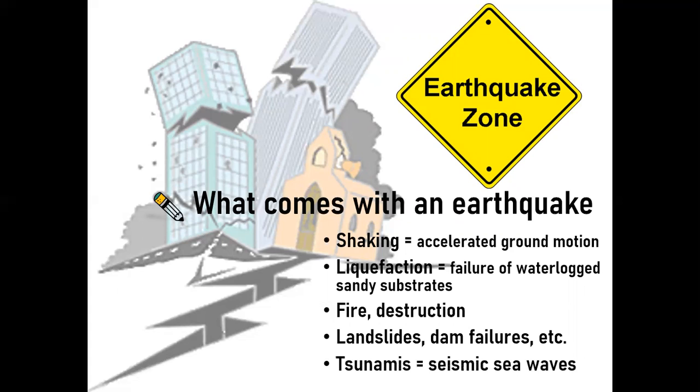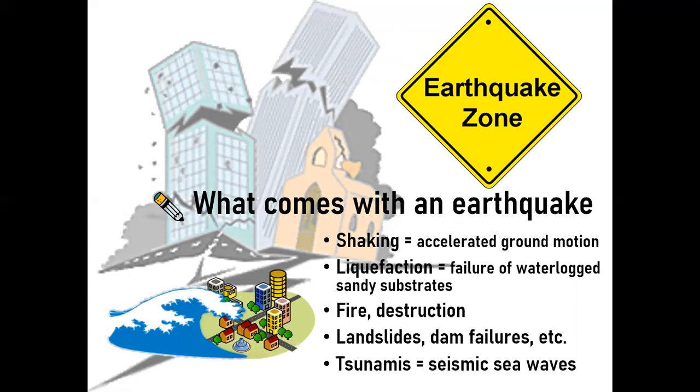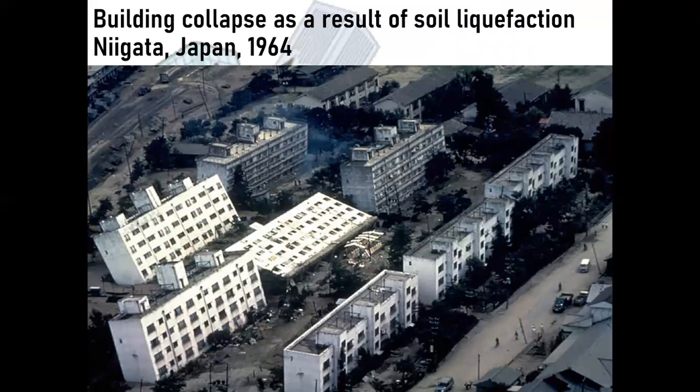We can also have tsunamis, which are seismic sea waves that are produced by the motion of the earthquake. So the water comes in as a huge wave and tops on top of the cities. So we can see here a building collapse due to the liquefaction of the land. Okay, you can see that the buildings got into the land, like half of it. They're like sunk in there.